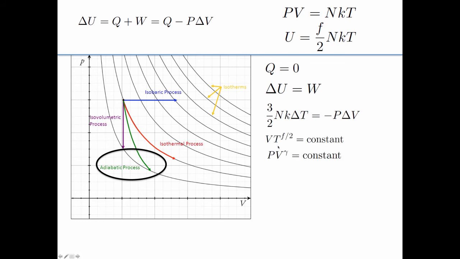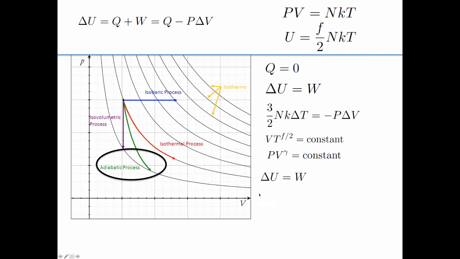You find that if you take the volume and multiply it by temperature to the power of F over 2, that's always constant no matter where you are along an adiabatic path. So you pick any 2 points and their product of V times T to the F over 2 is going to be the same. And similarly, P times V to this constant gamma, which is known as the adiabatic constant, is equal to a constant. So again, pick any 2 points along this path, take their pressures, multiply them by their volumes to the power of this number gamma, and they'll be the same. This is called the adiabatic equation of state.